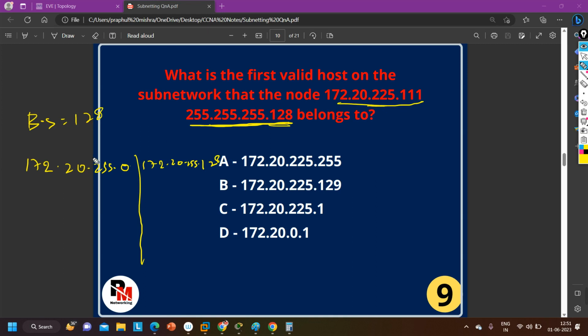Now tell me, this IP address belongs to which network? To this network or to this network? To this network? To the first. Excuse me. Yes. Why did you choose like 172.20.255? Because the last one is present in the third octet. So the change will happen in the third octet only. You will add the block size in the third octet only. Till here you will not change anything.